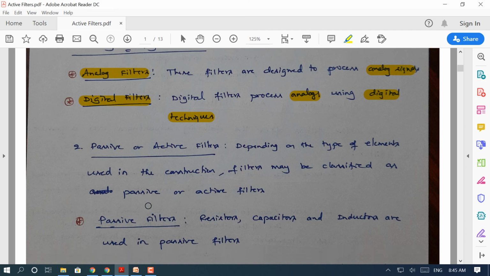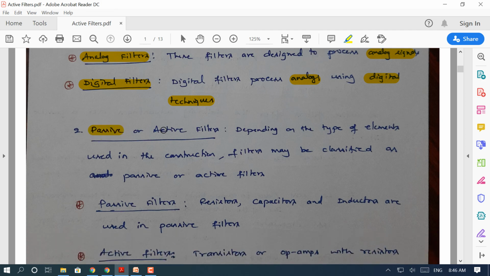The second classification is passive filters or active filters. Here, depending on the type of elements used in the construction, these filters can be classified as passive filters or active filters. Here we mainly look at the type of elements. The meaning of that is we can use resistors, capacitors, inductors, transistors, operational amplifiers. Among those elements, either we are using active elements or passive elements. Depending on that, filters can be classified into passive filters and active filters.